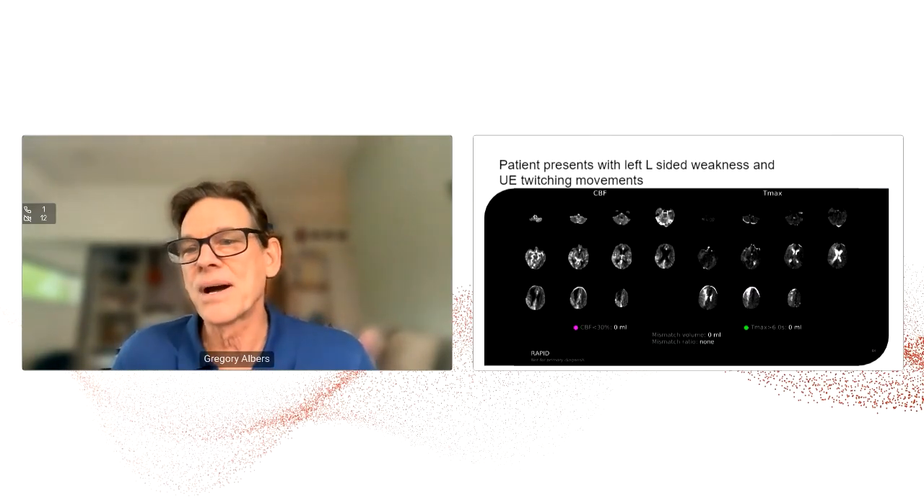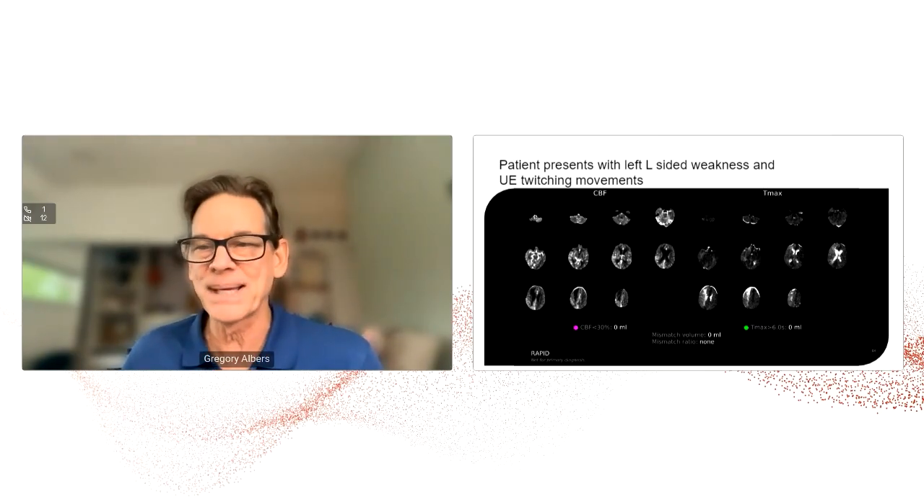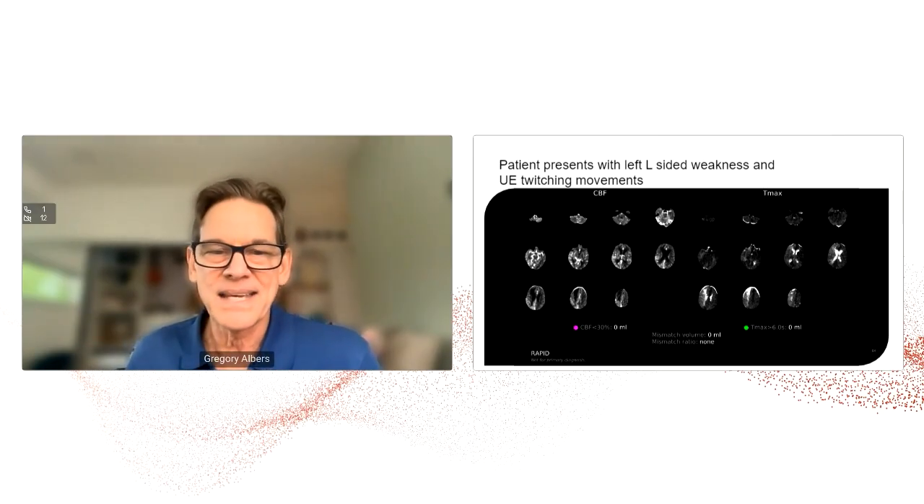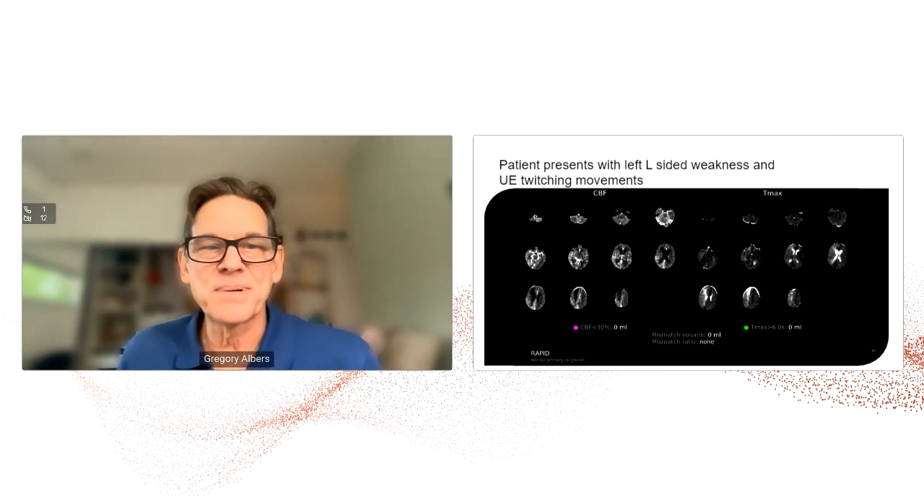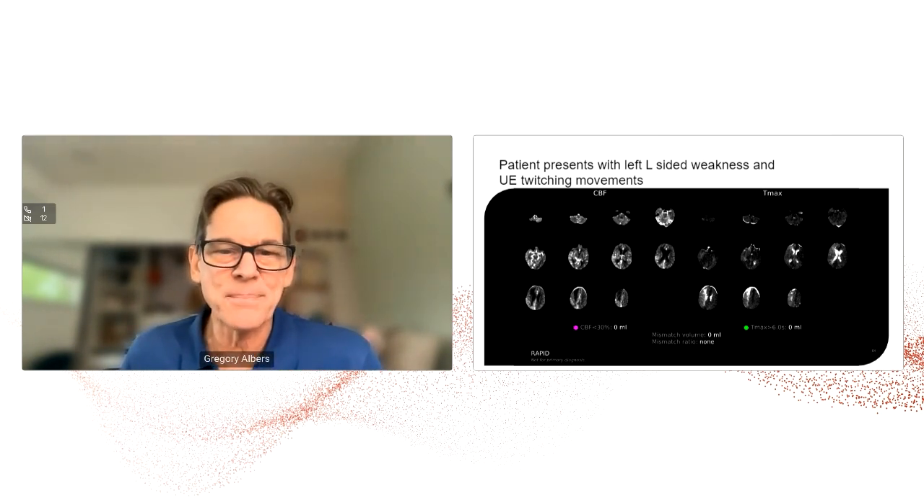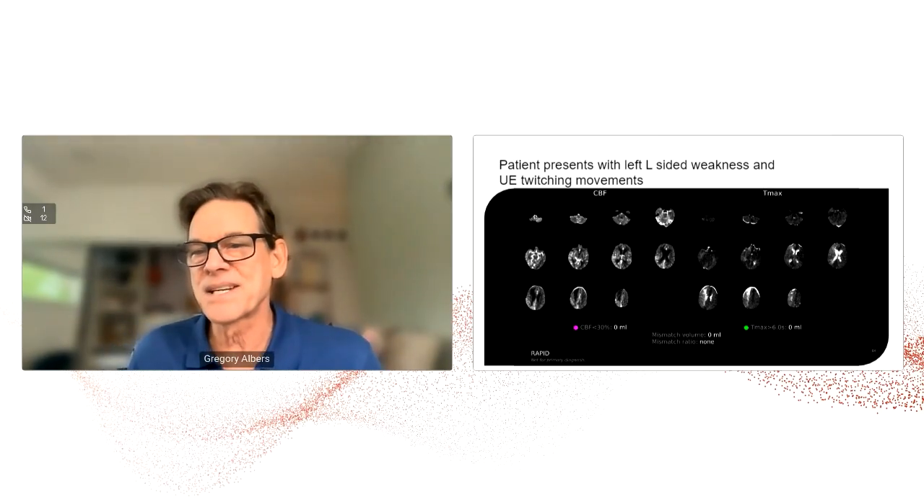All right, so hopefully we've learned a little bit about how to interpret CTP, and we're going to finish off by returning to this complicated case that we started out with that had no green and no pink on the mismatch map, but all sorts of findings when we look at these maps in terms of what's dark and what's bright. So this patient presented with left-sided weakness and upper extremity twitching motions. The history is also that this patient had a history of a right carotid occlusion and an infarct in the right frontal lobe.